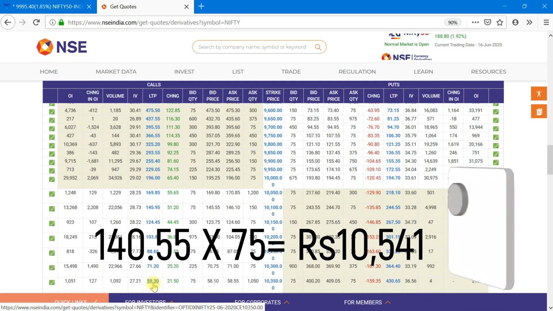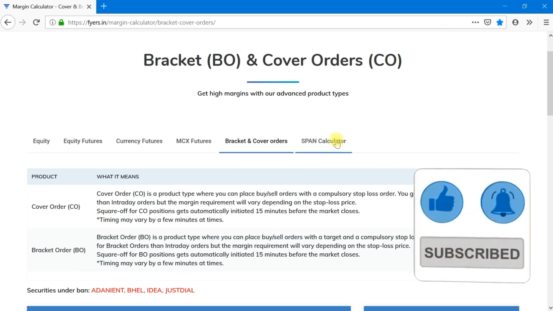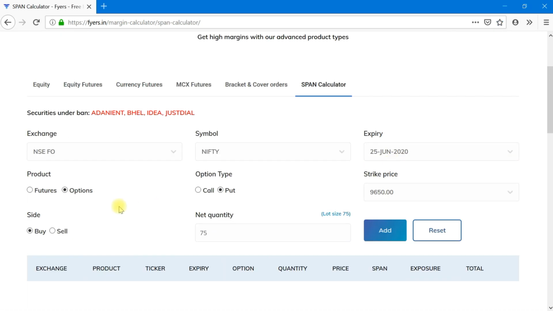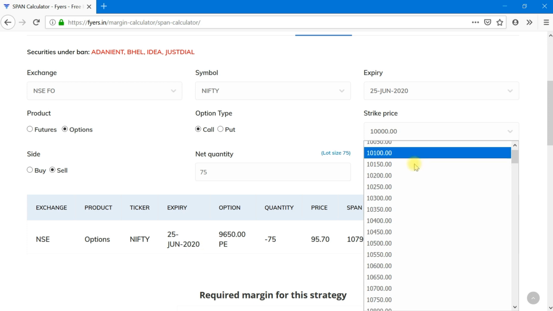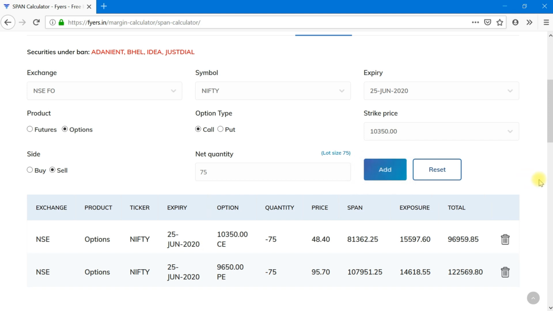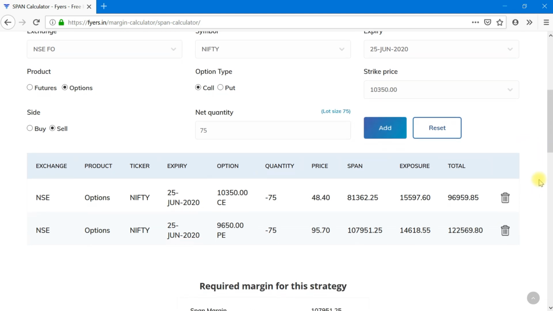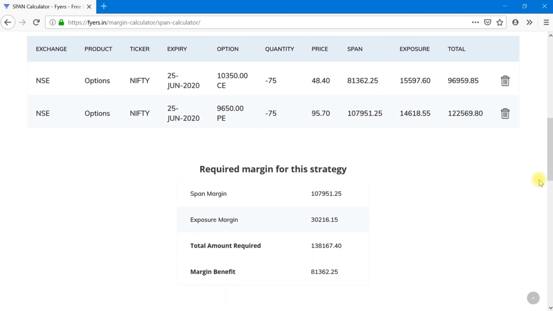To know how much investment is needed for this strategy, open your broker's margin calculator. For Fast Securities, open this website. In the Span Calculator, select these settings and click on Add. So, for the put short trade, you should have approximately 1,22,000. Next, the call option short at 10,350. Enter these inputs and click on Add. So, the total margin required is approximately 2,20,000. But as we are combining these two trades and minimizing our risk, 1,38,000 is enough for this trade.